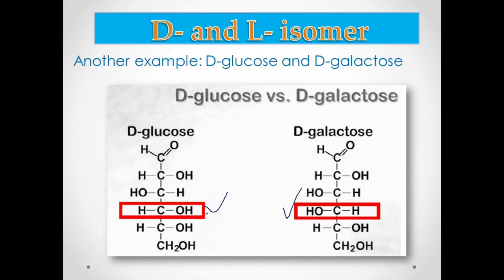Carbon number 4 is different here between D-glucose and D-galactose. Carbon number 4 only. So therefore, you can say that they are epimers with each other. Are they diastereomers? Yes, of course, they are diastereomers. Remember, epimers are always diastereomers. Correct.